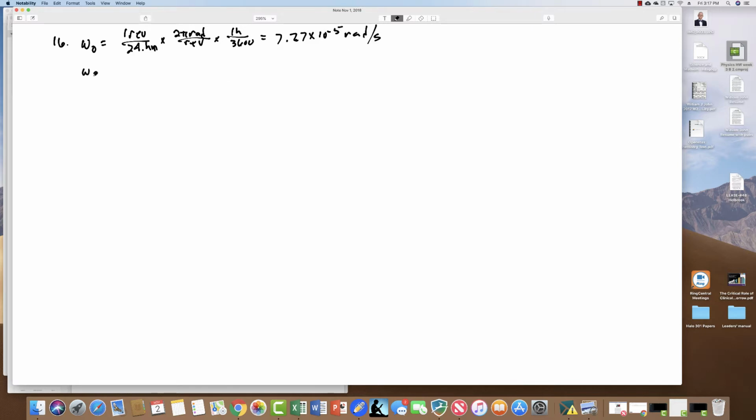And he wants to slow it down to one revolution every 28 hours. Why you would want to do that, I'm not completely certain. But if you use the same calculation, you get 6.23 times 10 to the minus 5.